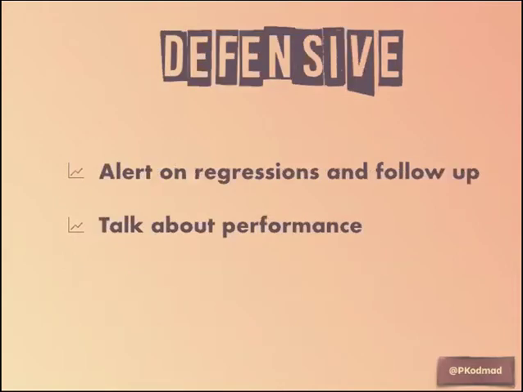Other defensive techniques mean that you have to have a culture where you talk about performance. If an alert happens, if some kind of regression happens, say your page was loading under 4 seconds and now it's 4.5 seconds, you have to follow up, see what changes made this happen, and try to effectively bring it down.